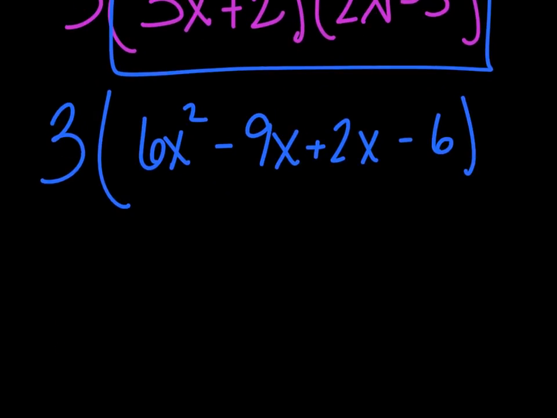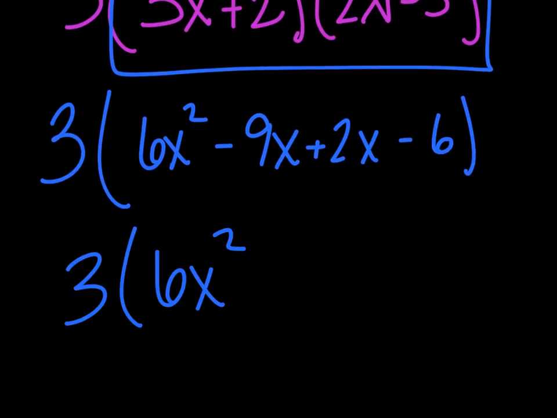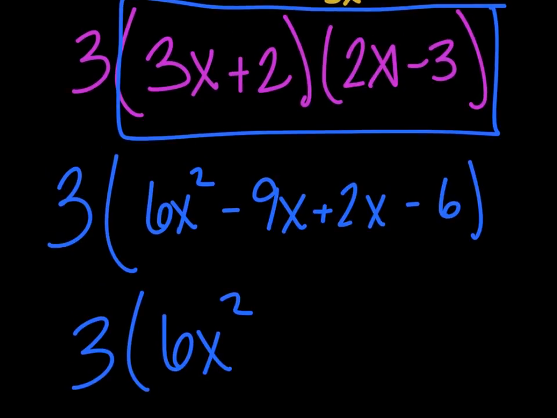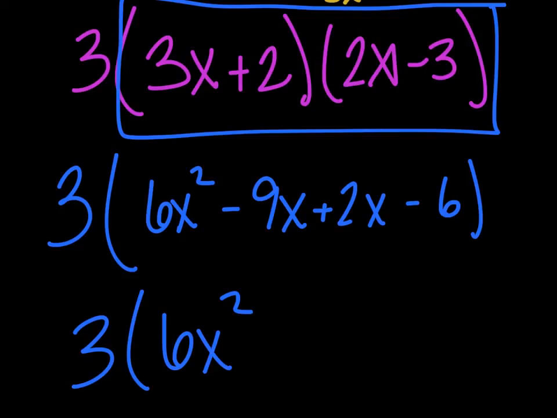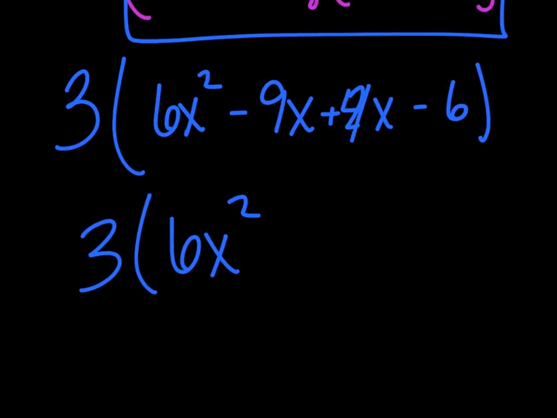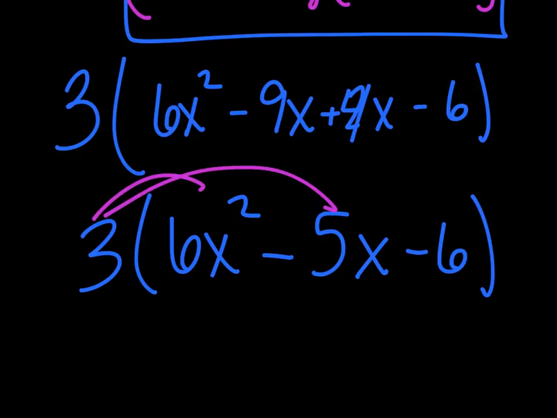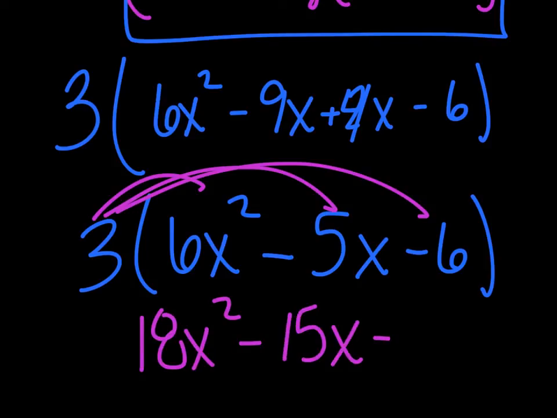I'm going to clean that up and say that's x squared... Did I multiply wrong? I did multiply wrong. This should be a 4x. Sorry about that. Minus 5x minus 6. And then lastly, I'm going to take this 3 and distribute it and get 18x squared minus 15x minus 18. And that checks because that's what the original problem was. 18x squared minus 15x minus 18. So we know we've done it right.